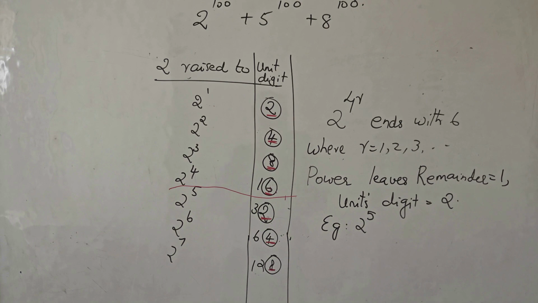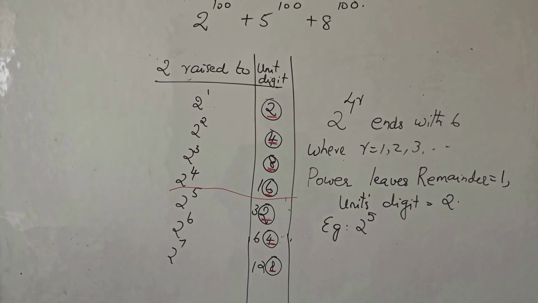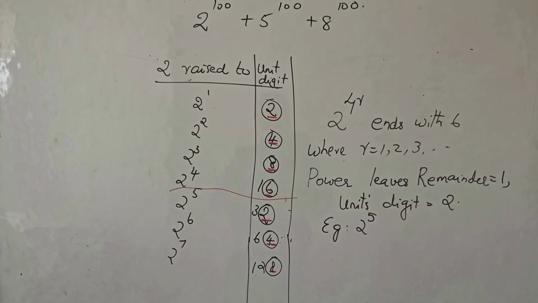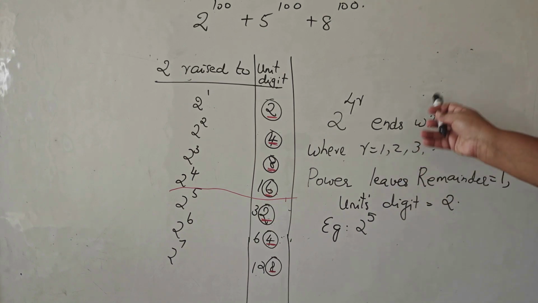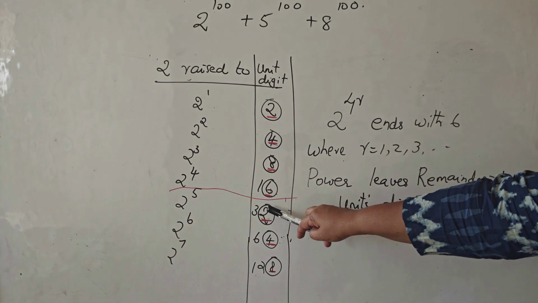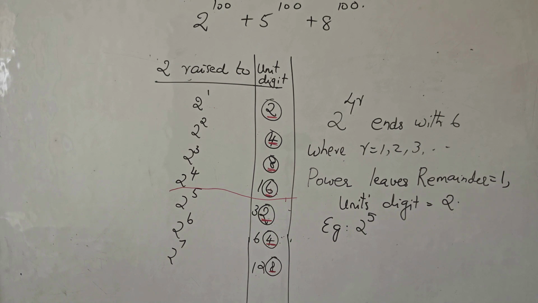Now let us look at the condition where the power is not a multiple of 4, or the power is not completely divisible by 4. If that is the case, when we divide the power by 4 and get a remainder of 1, then the units digit of the result will be 2. The example is 2 raised to 5. 5 is not divisible by 4, it leaves a remainder of 1. When you look at the pattern, you can see that the number ends with a 2.